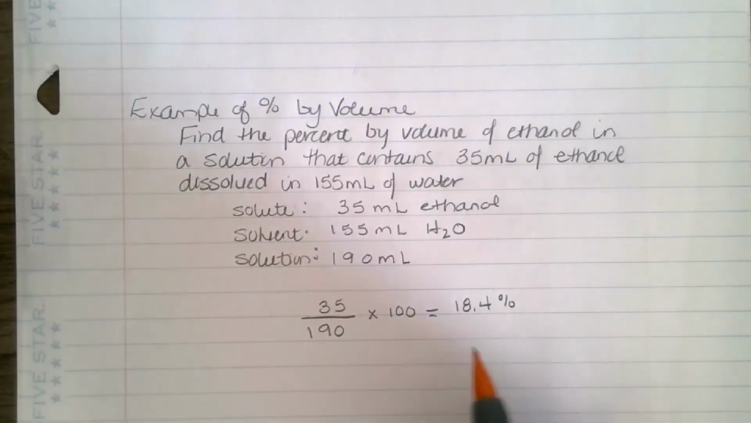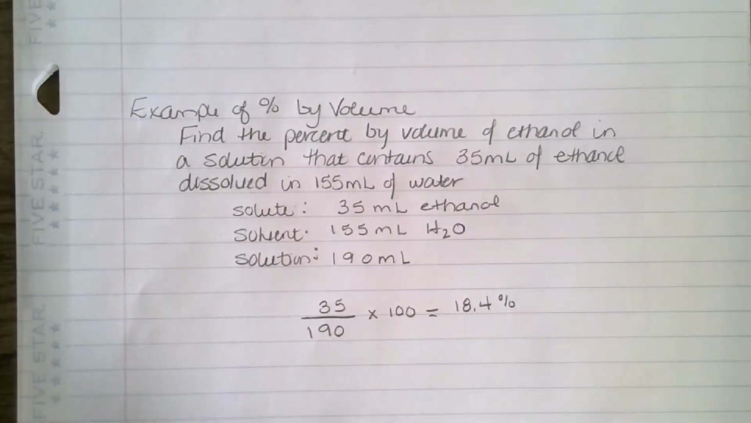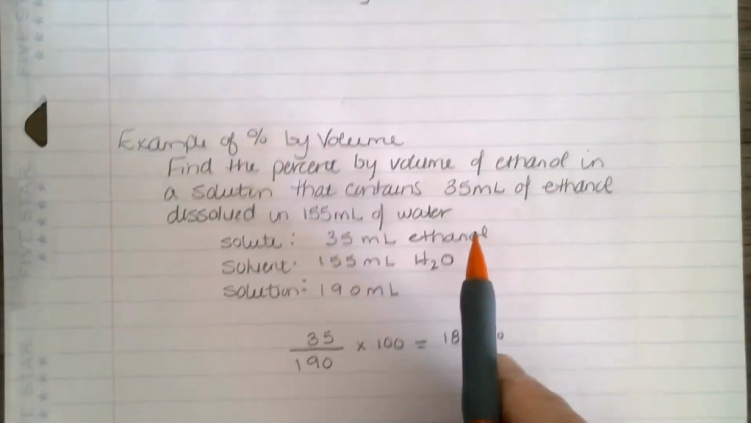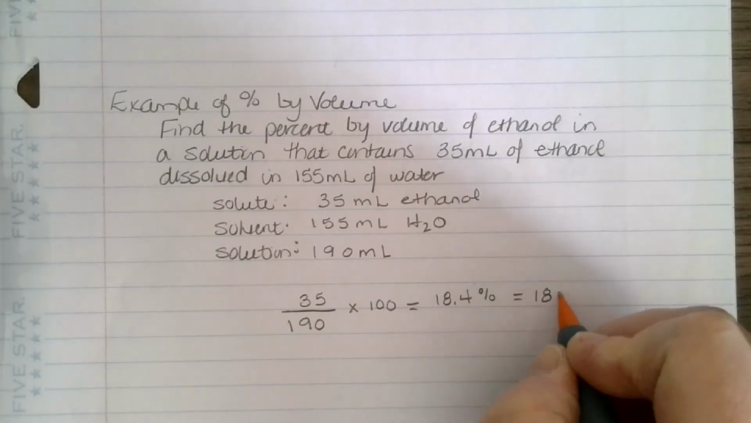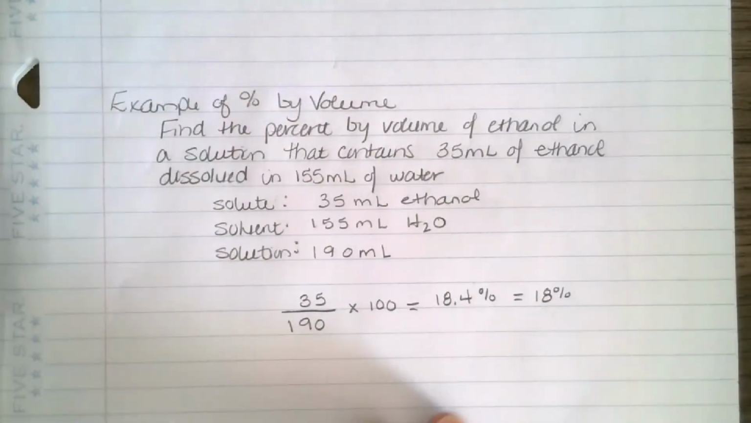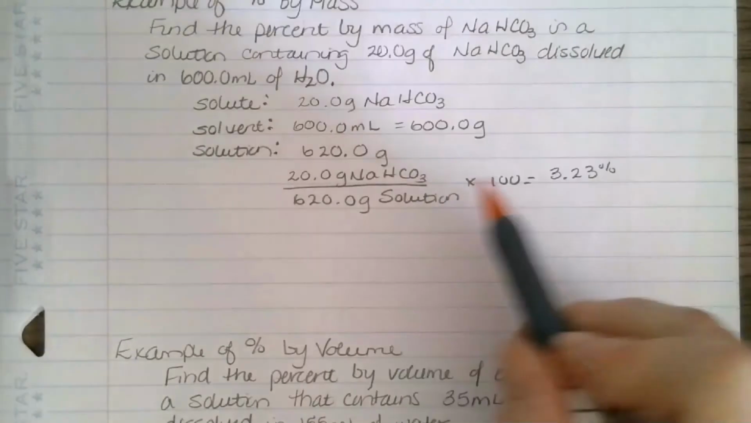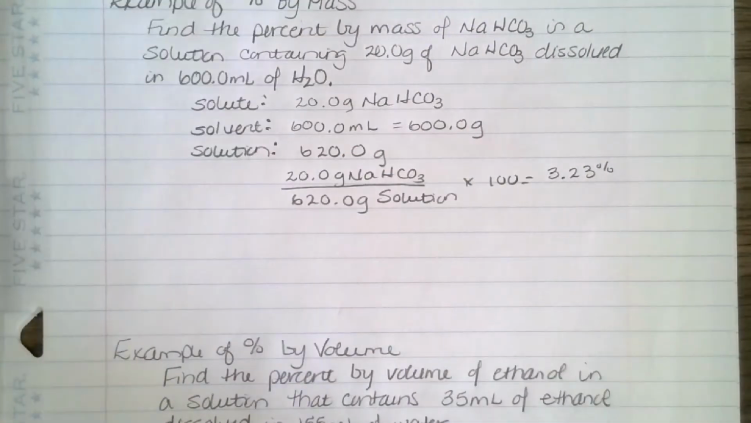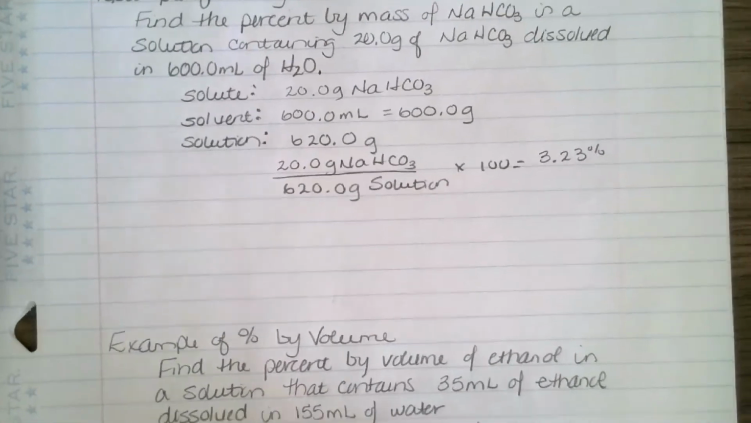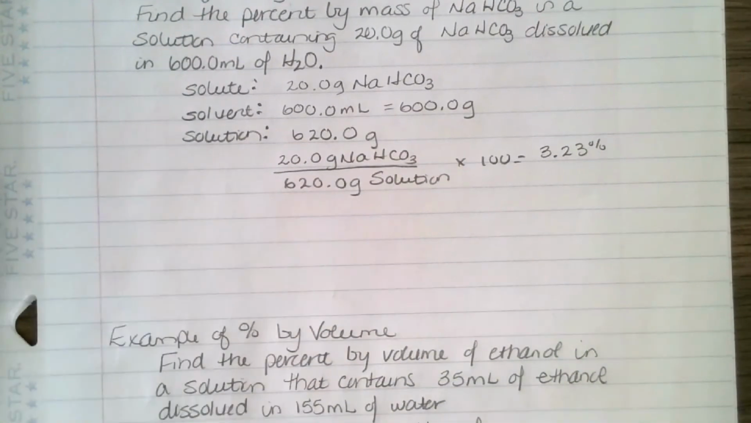Now I'm sure that is not correct because I'm not using significant digits, because I only have 2 significant digits with my 35, so my answer would be 18%. Up here, I had 3 significant digits in my 20.0, so I can write 3.23%. How are we doing so far? Not too bad, is it? Well, good.